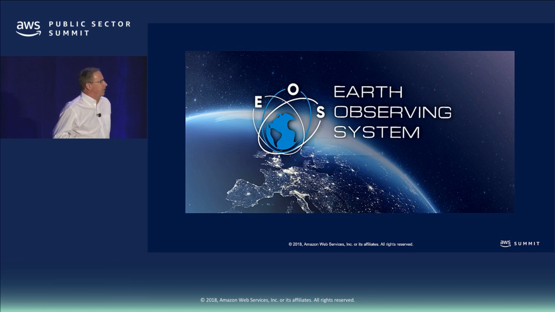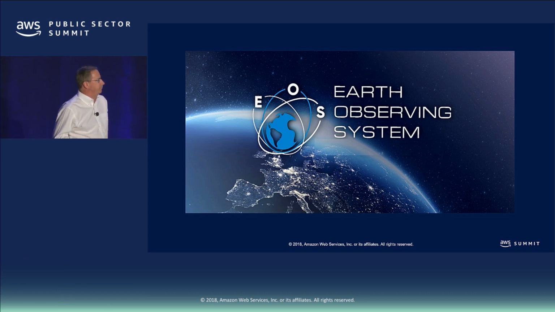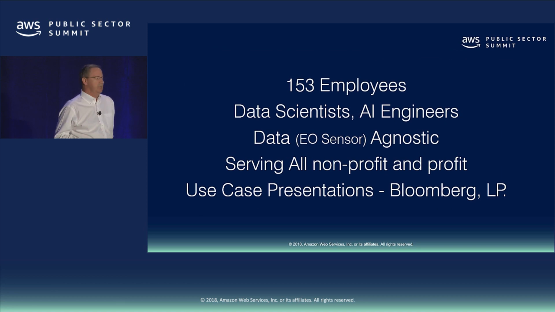So we're a San Francisco-based company. We've been in business for 3 years. We're in Menlo Park, just south of San Francisco. Presently, we have 153 employees. They're primarily data scientists and AI engineers.